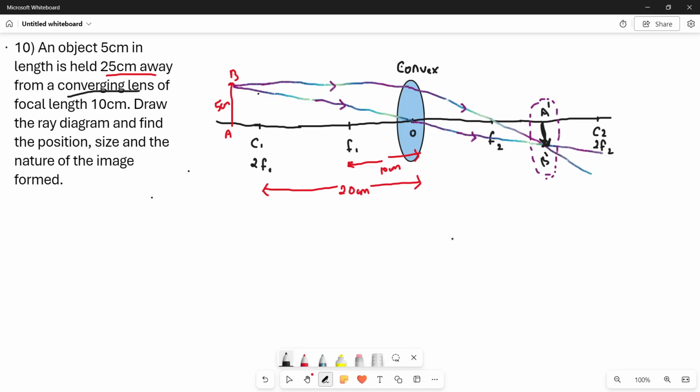So the answer is, it is diminished, real, and inverted. We have found the position. Position means where it is located. So here it is real. So real gives the position. Real means it is always going to be on your right hand side, right? Size, the size is diminished, and nature is inverted.